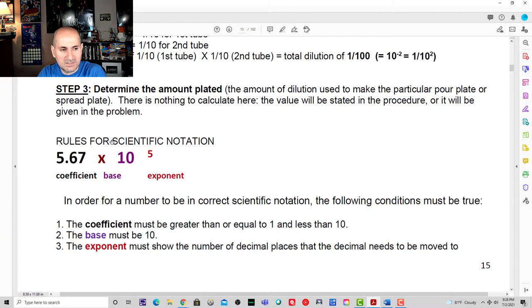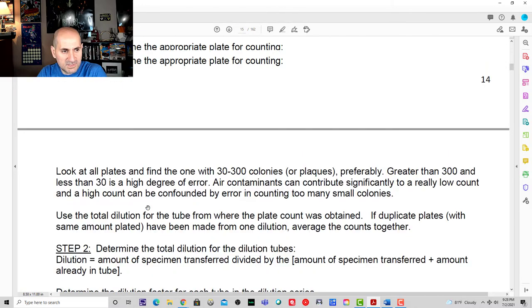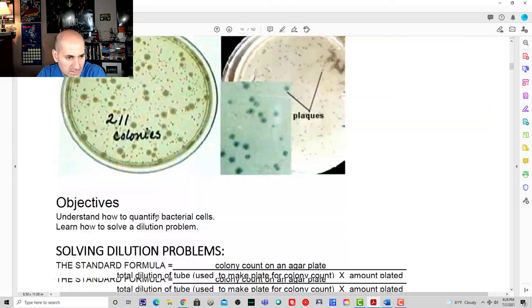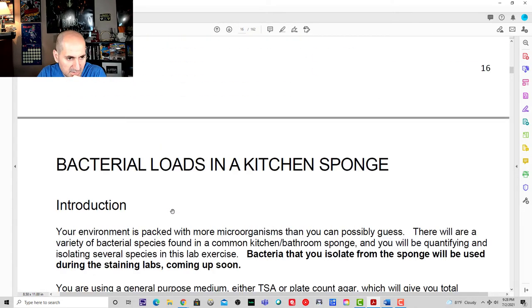But again, these are the rules for scientific notation. You got coefficient times base, exponent. You want only one number here before the decimal point. All right. I think that about wraps it up for this chapter. Trying to see if there's another question here that you might want to know.